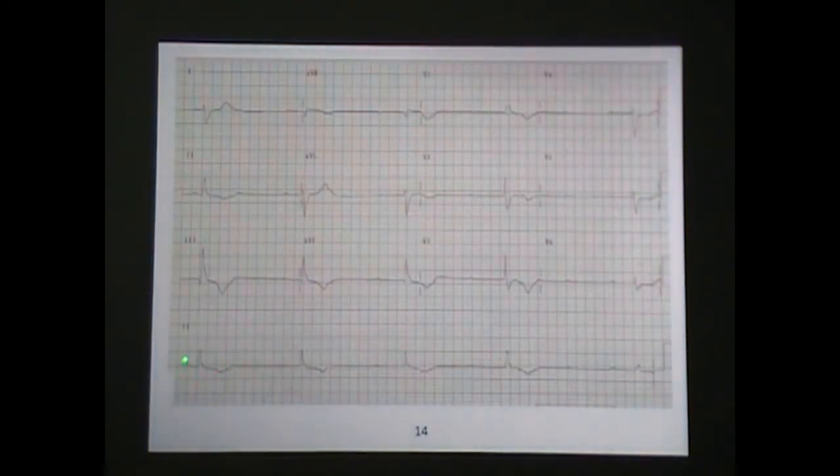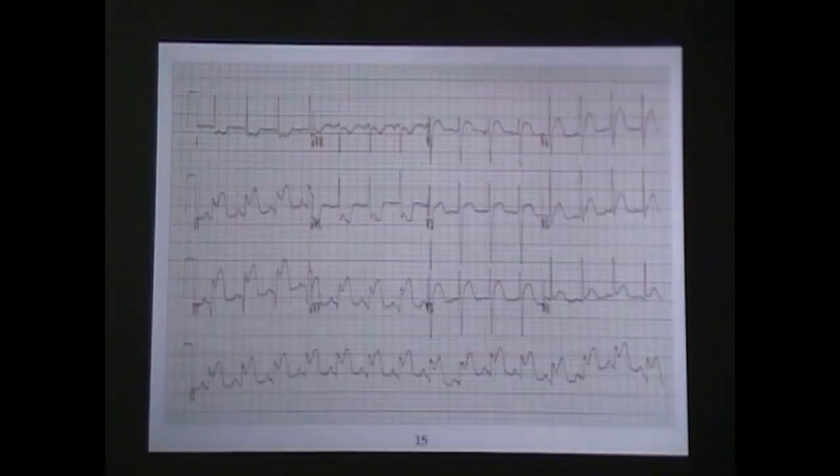So I'm going to go down to lead 2. I've got a P there. I've got a P there. I've got a P there. No QRS. No QRS. And I don't know what that is. I don't think I have very good communication, and I've got a wide complex. What is that? Third degree. Third degree block, correct.